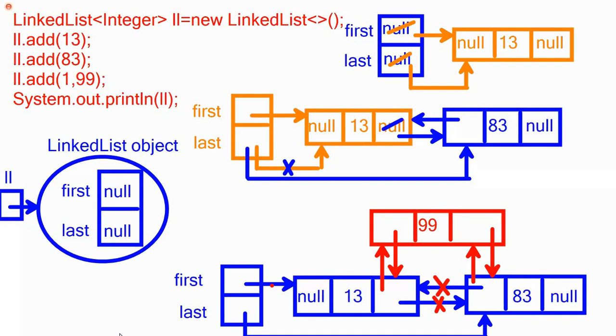Without shuffling of data, you can insert a node anywhere you can insert. Starting also, ending also, in between also, anywhere. So that is less burden to the processor, burden reduced to the processor with this concept.